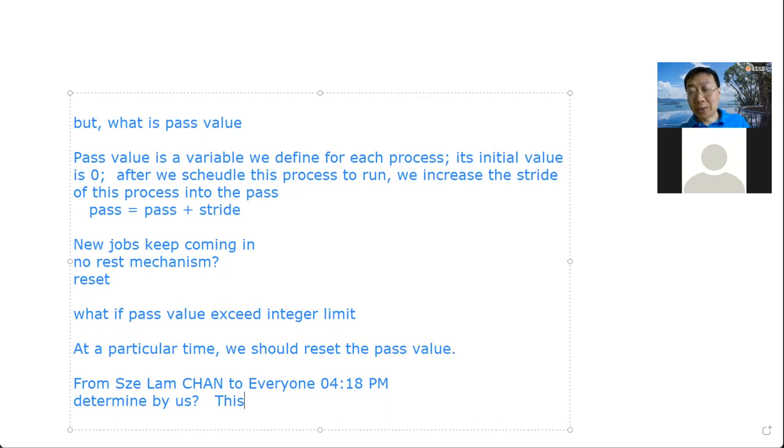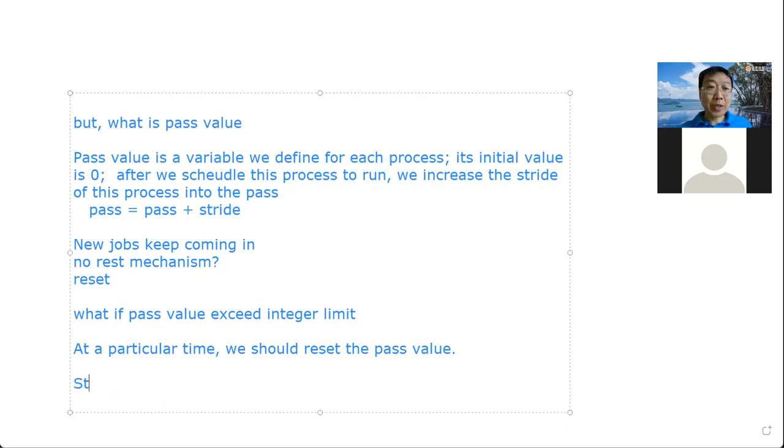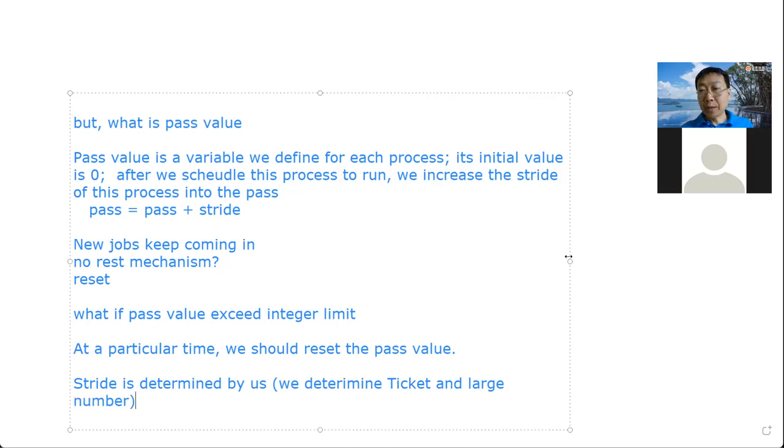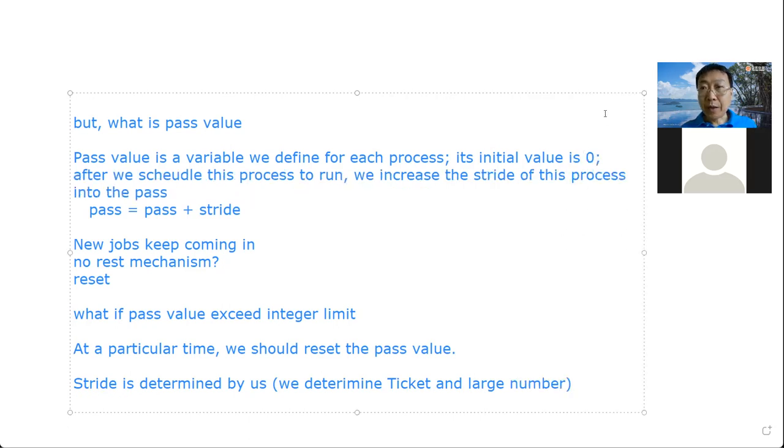I mean, stride is determined by us, right? So you may ask why. Because we determine the ticket number, a large number, right? So we can determine the stride. Okay, any other questions? I hope I answer your question.